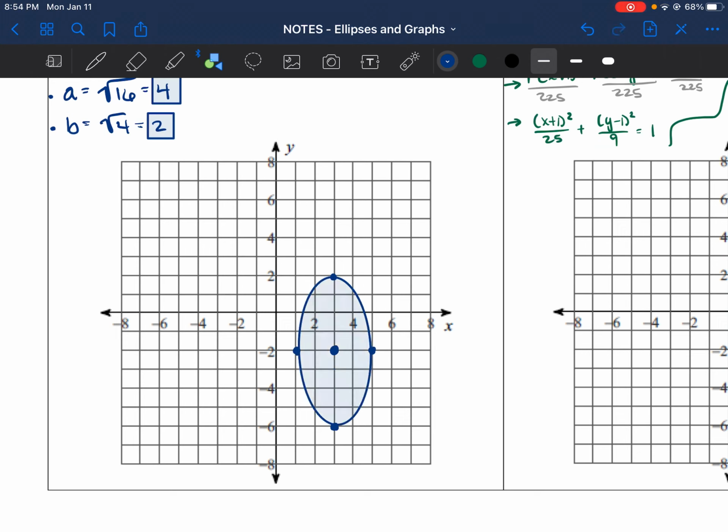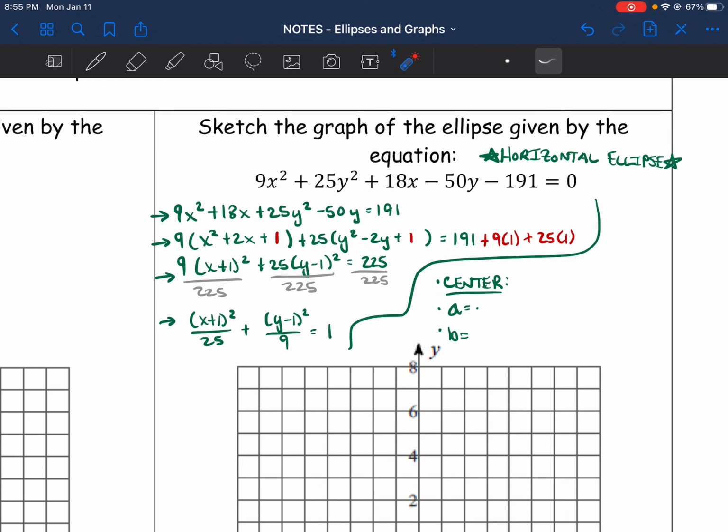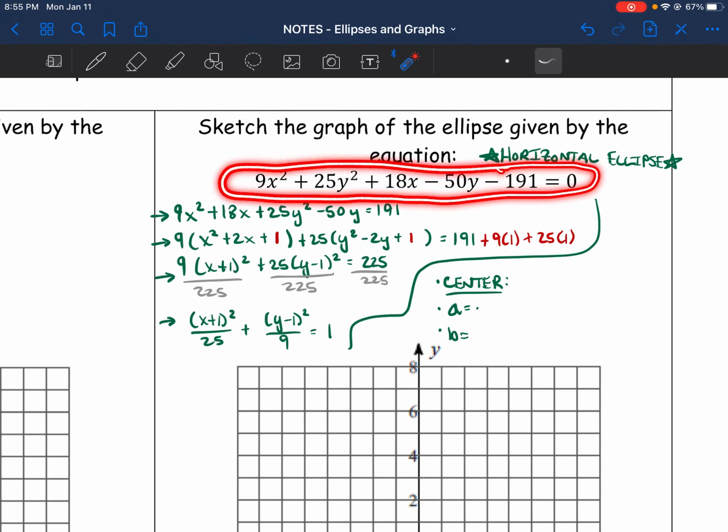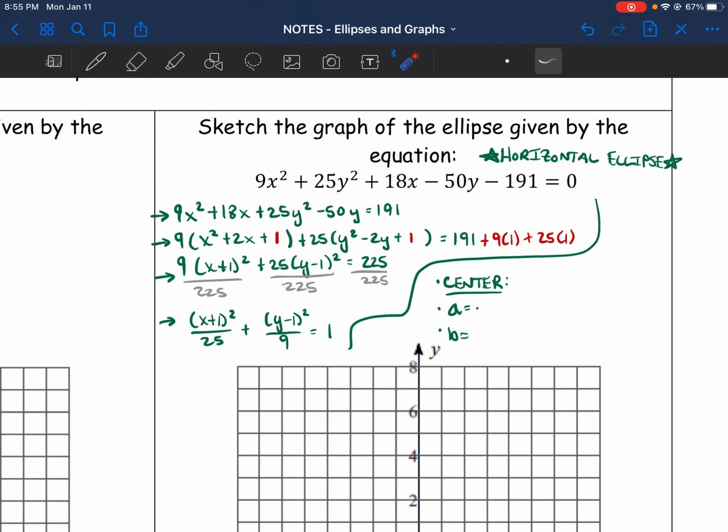Looking at our next example, we want to sketch the graph of the ellipse given by the equation right here. Notice this is in general form. Since we've already previously learned how to go from general form to standard form of an ellipse, I went ahead and showed the work right here rather than taking the time to work it all out. If you need to, you can pause the video here and go ahead and write down those steps.